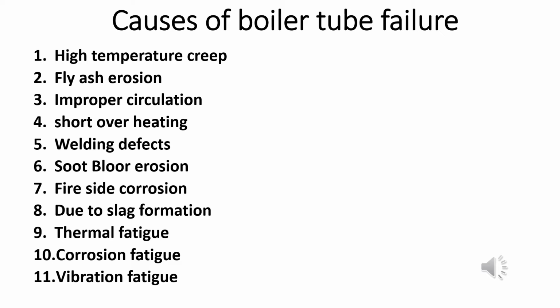Second is the fly ash erosion. Erosion means, as we know, that solid fuel has a lot of fly ash, like low quality coal, which has a high amount of ash. When this ash travels with the flue gases, it will rub on the sides of the tubes, and due to the rubbing and friction, the tubes undergo wear and tear. Due to this, the chances of tube failure become prominent.